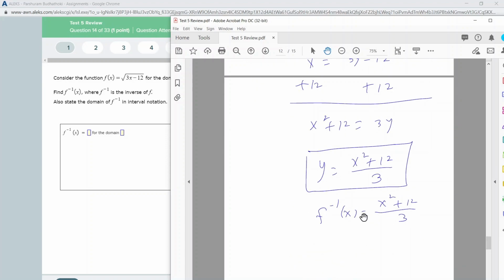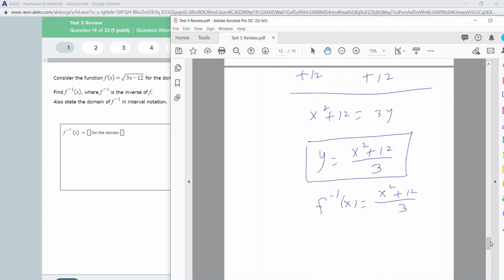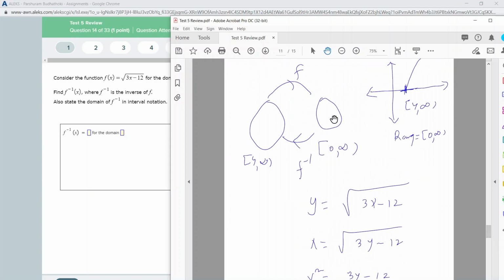If you just look at this one, you can see that the domain of this function is all real numbers, but that is not true because the domain of this function is actually coming from the range of the function f itself. So the domain of that function would be 0 to infinity.